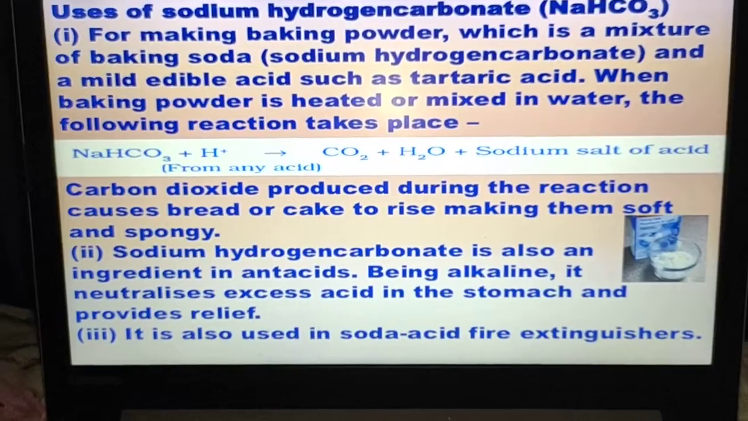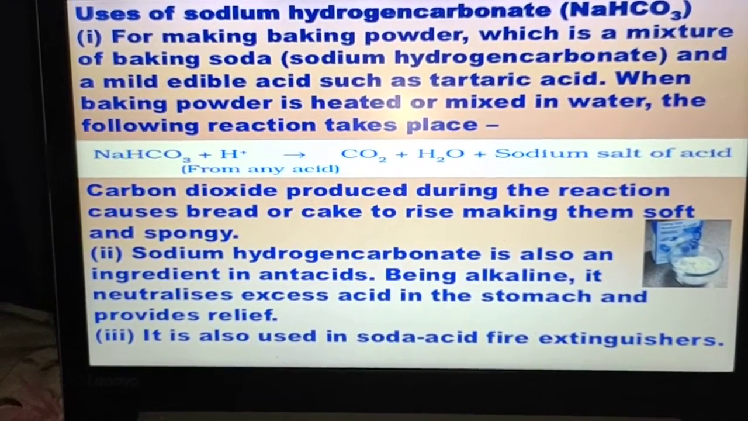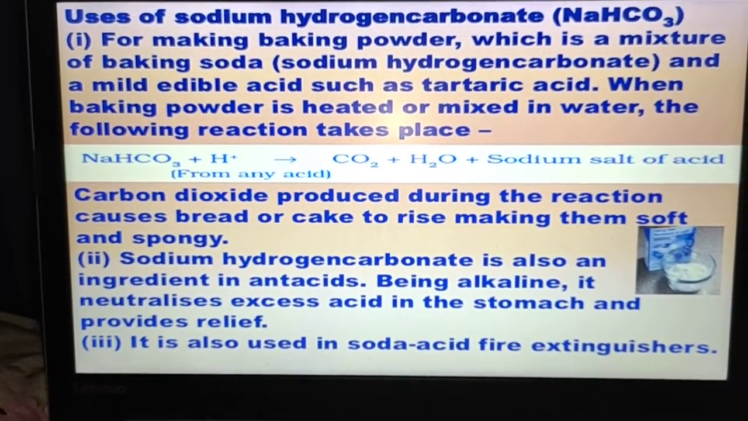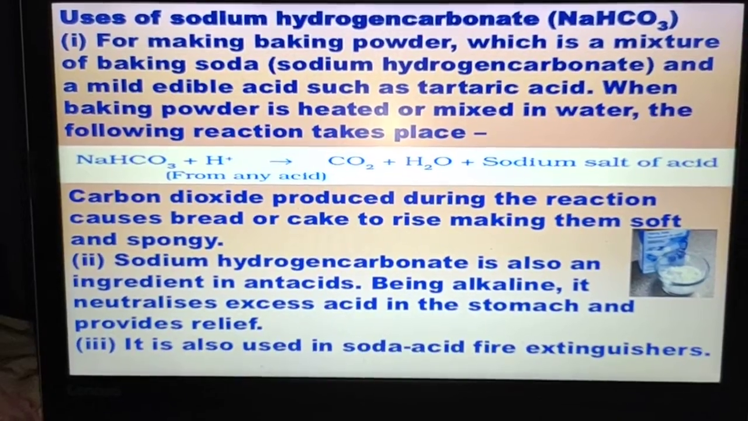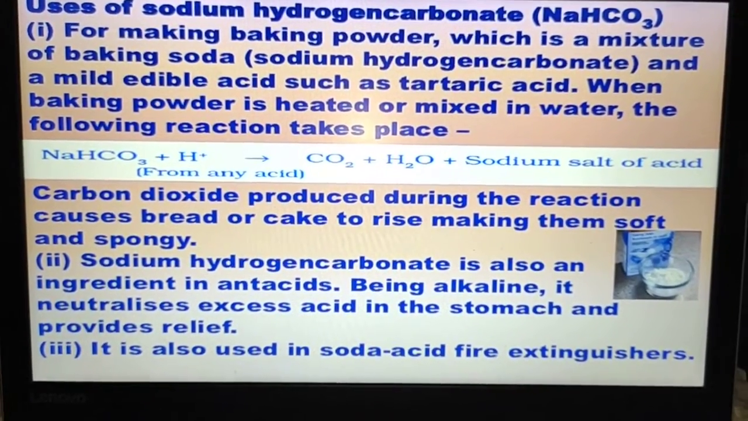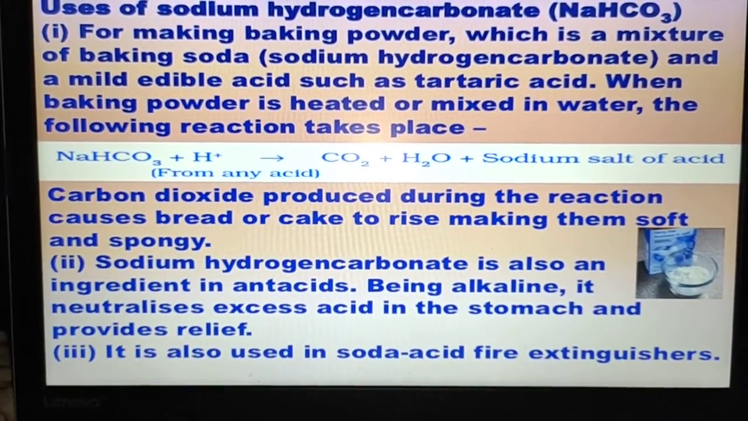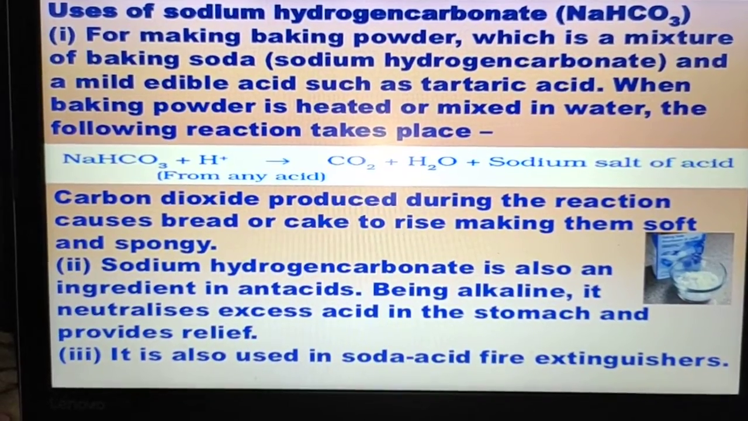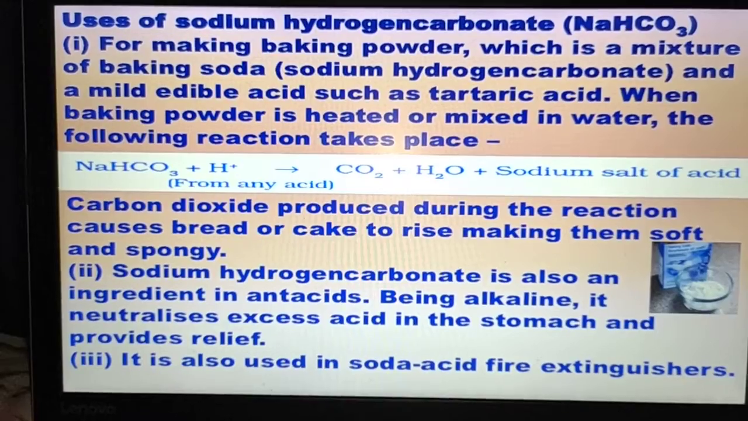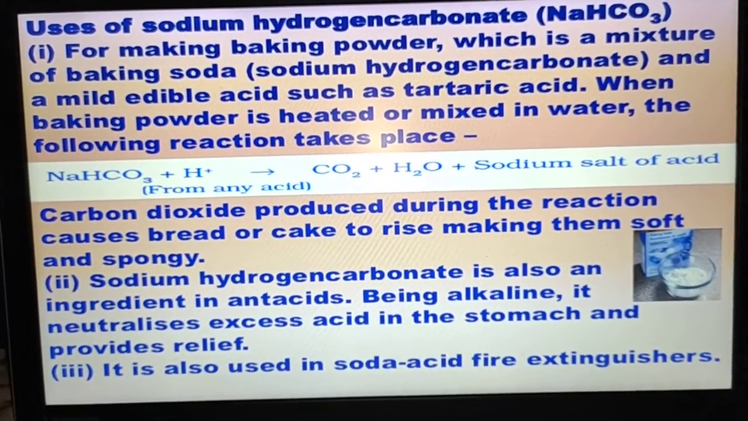Uses of sodium hydrogen carbonate: for making baking powder, which is a mixture of baking soda, sodium hydrogen carbonate, and a mild edible acid such as tartaric acid. When baking powder is heated or mixed in water, the following reaction takes place. Here the H plus of the tartaric acid is taken; the whole formula is not written here. When H plus is added to this, CO2 plus H2O plus sodium salt of acid is formed. The carbon dioxide produced during this reaction causes bread or cake to rise, making them soft and spongy.